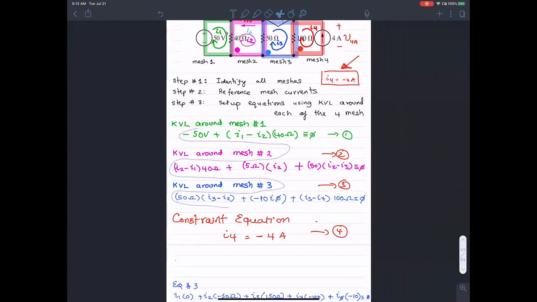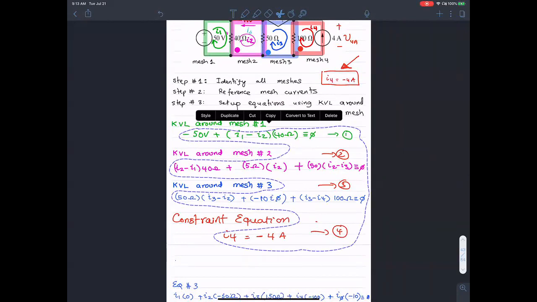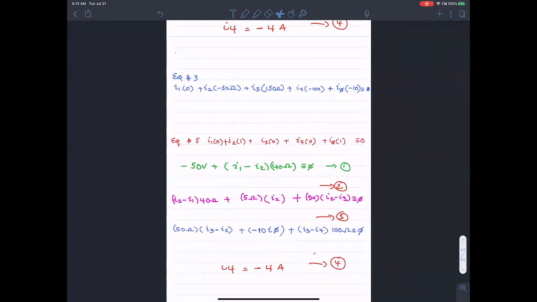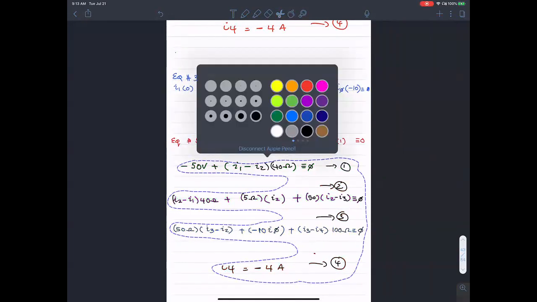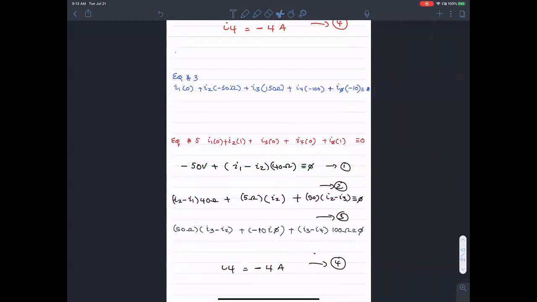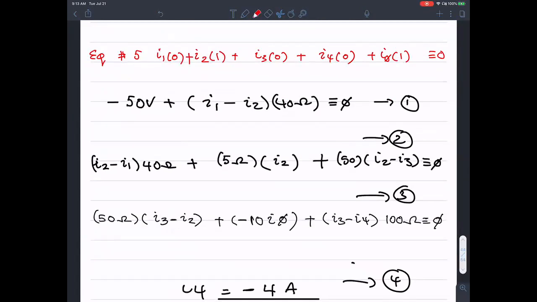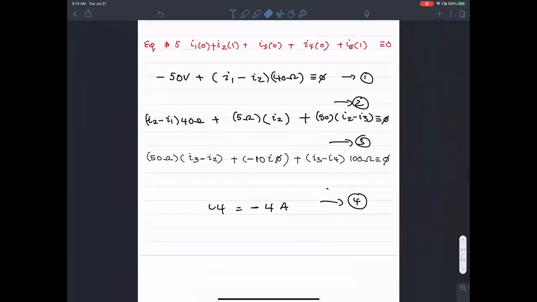Once I put all of these 5 equations together, I should be able to solve. Let me see if I can copy these equations separately. Copy this, and I'm going to paste them over here. So I have 5 equations here: 1, 2, 3, 4, and the 5th one is just this. I5 equals negative I2. That's my constraint equation from the independent source.